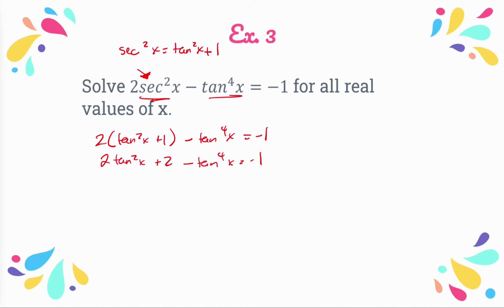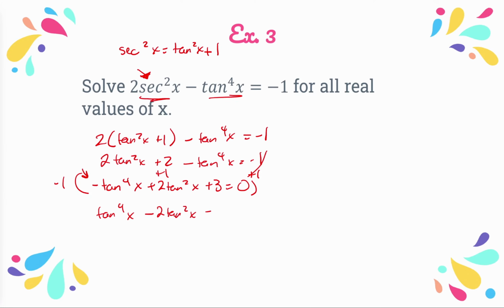And so rewrite this in standard form, plus 2 tangent squared x. We're going to add 1 to both sides to make this go away, and so this is plus 3 equals 0. I don't like to lead with a negative, so I'm just going to multiply this whole thing by negative 1 and switch all of the signs. Tangent to the fourth x minus 2 tangent squared x minus 3 equals 0.